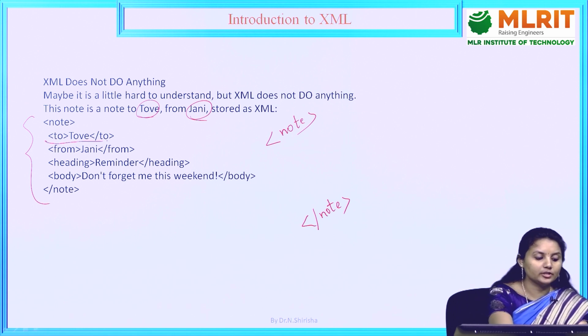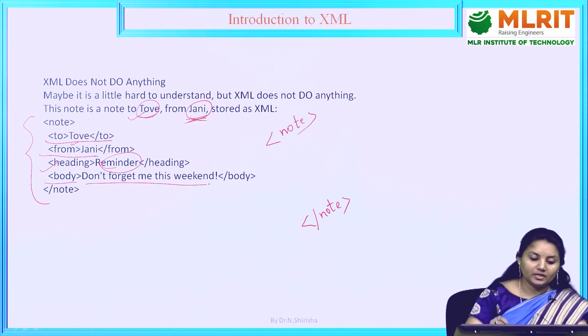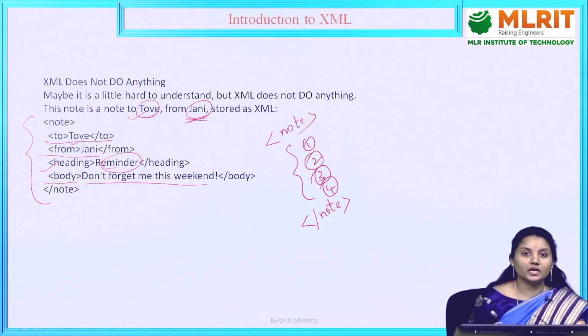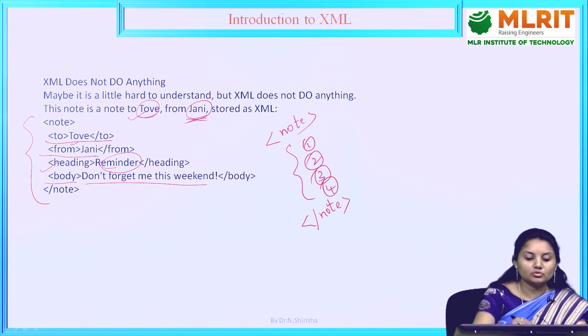Suppose I have started to and from, to whom and from whom I am sending, so those data I am giving. And I am giving heading as a reminder, and in the body I am giving "Don't forget me this weekend." This is just a message, but all these tags, to, from, heading and body, all these four I am giving as sub tags for your note tag. So, what is note here? Note is just a reminder message, but how are you sending it? You are sending it in the form of XML.